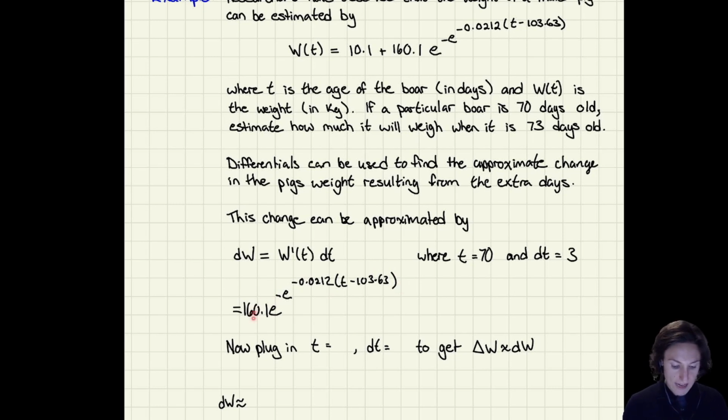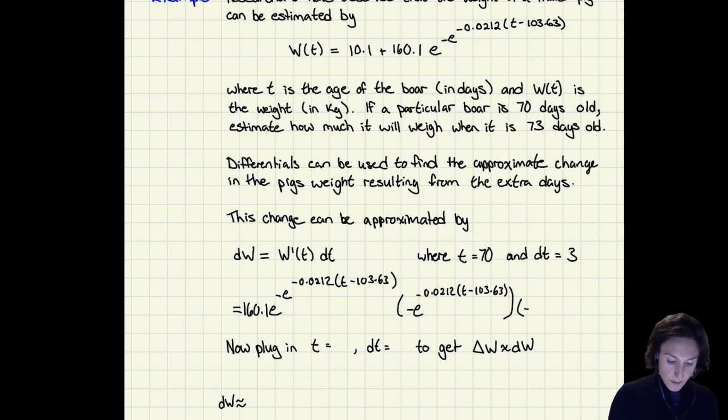If I pretend the outer part is not here and think about taking the derivative of this, I have to rewrite what I have again: minus e to the minus 0.0212 times (t minus 103.63). Then I have to take the derivative of the top part, which is a constant times t plus a constant term that I ignore. The derivative of this constant times t with respect to t is just negative 0.0212. And then I have my times dt here.